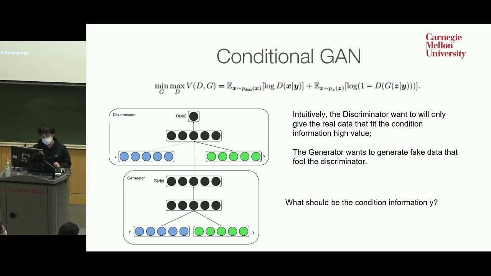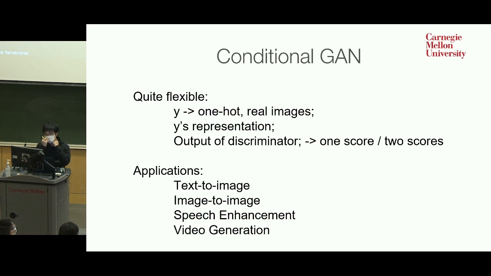That's what the discriminator wants. We only give the real data that fits the condition information a high value. And the generator wants to generate fake data that looks similar to real data, and the fake data should be related to the given information vector, which is y here, right? And as I have mentioned, the formulation of the conditional GAN is pretty flexible. For y, we could have a one hot vector, we could have real images, and there are tons of things you could do with y's representation, as previously covered in our lecture.